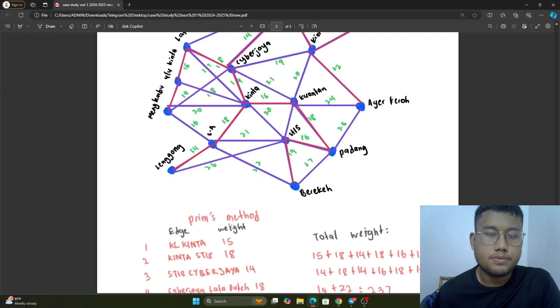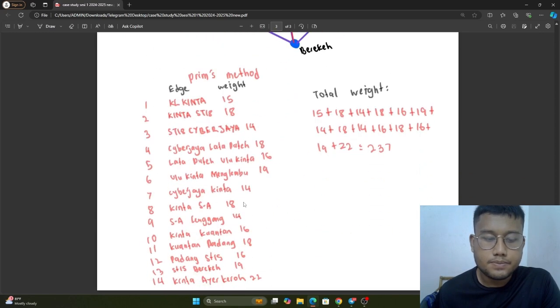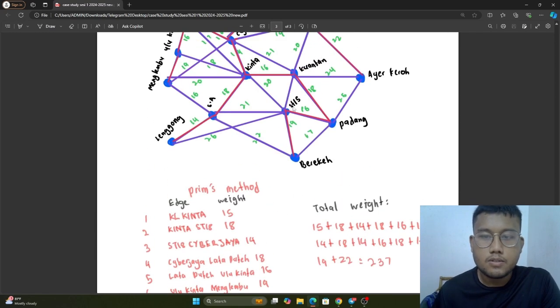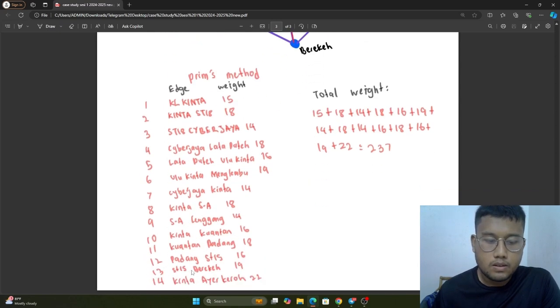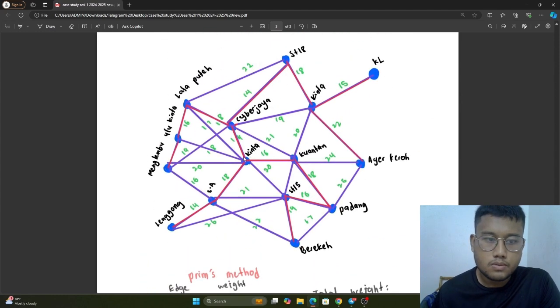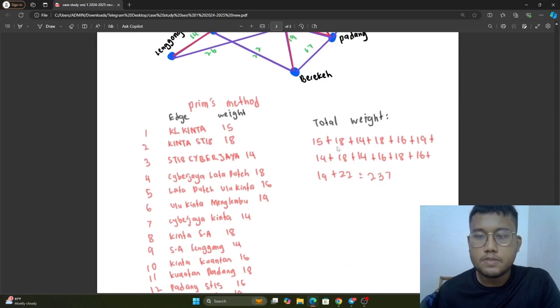Shah Alam to Lenggong is 14 in weight. Kinta to Kuantan, the weight is 16. Kuantan to Padang, the weight is 18. Padang to Station 15, the weight is 16. And last but not least, Kinta to Air Keroh, where the weight is 32. This is the total weight that I got, which is 15 plus 18, 14, 18, 16, 19, 14, 18, 14, 16, 18, 16, 19, 22, equal to 237.